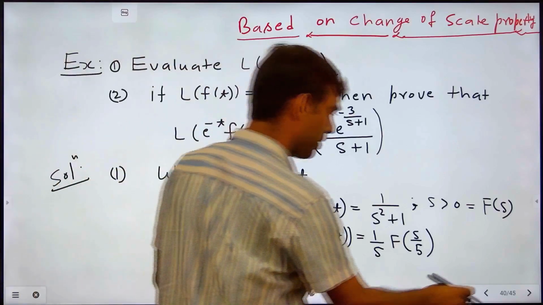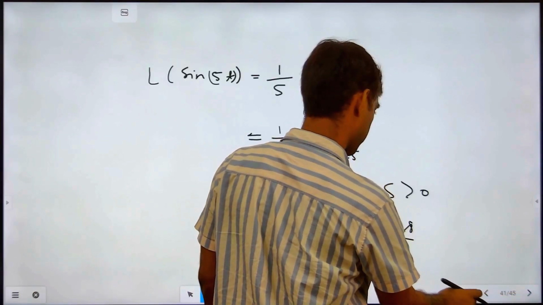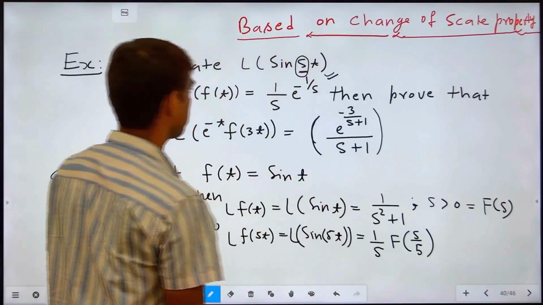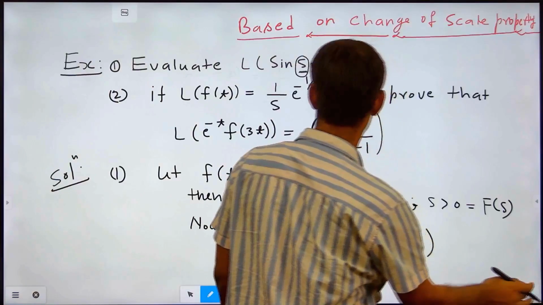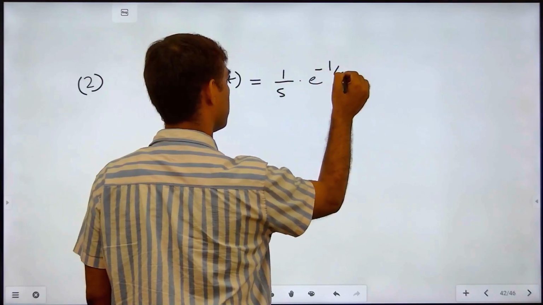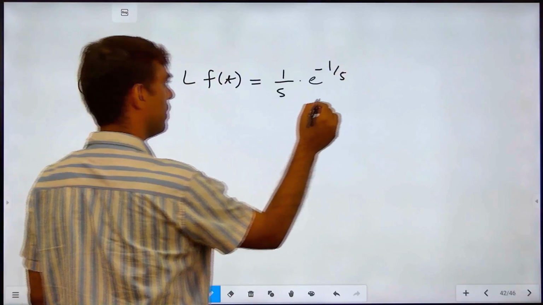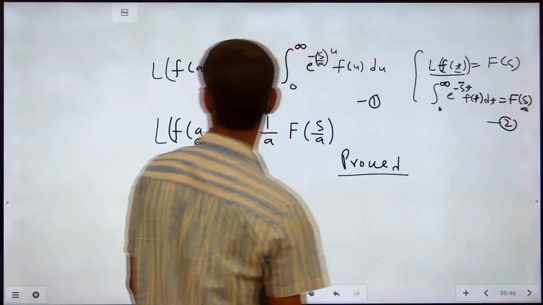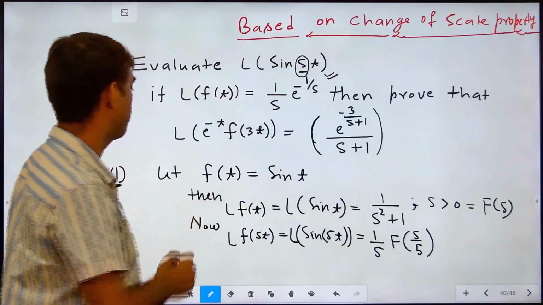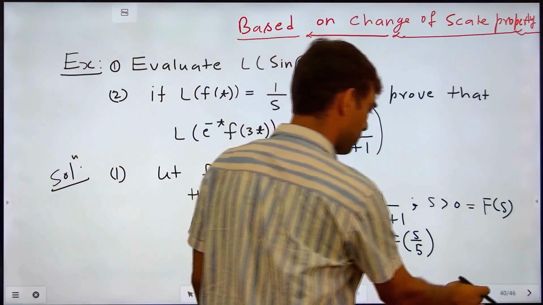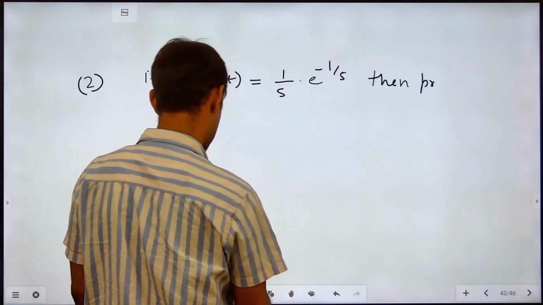Now, the second question is: if the Laplace transform of f(t) is 1 upon s into e to power minus 1 upon s, then using the change of scale property, prove that the Laplace transform of e to power minus t f(3t) equals e to power minus 3 upon s plus 1, upon s plus 1. So we are going to prove this one.